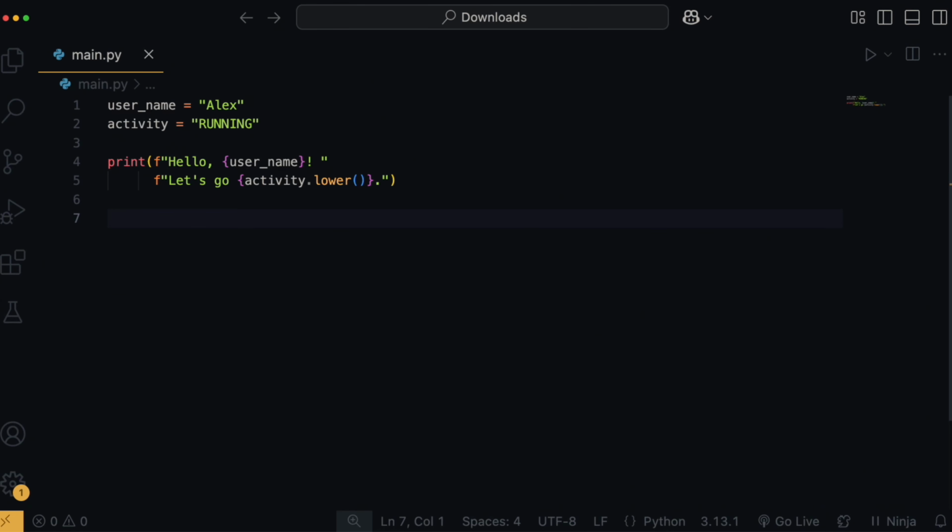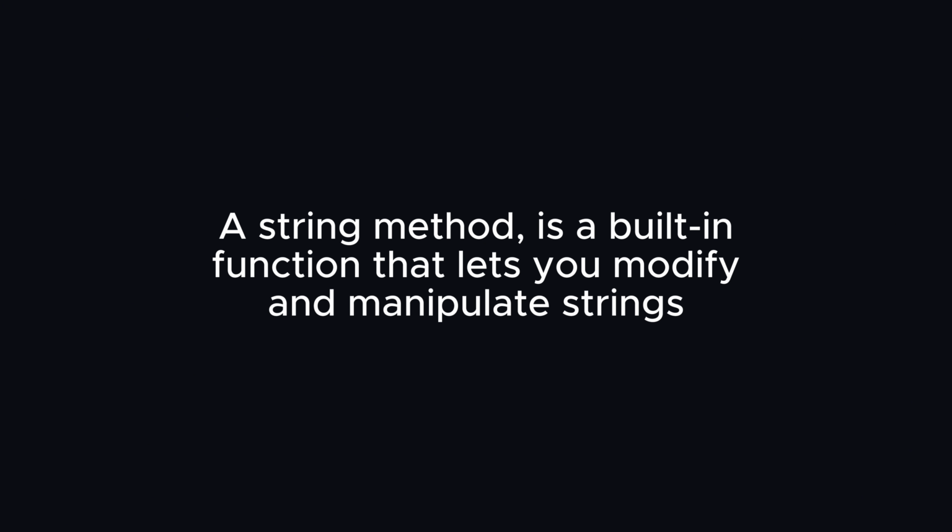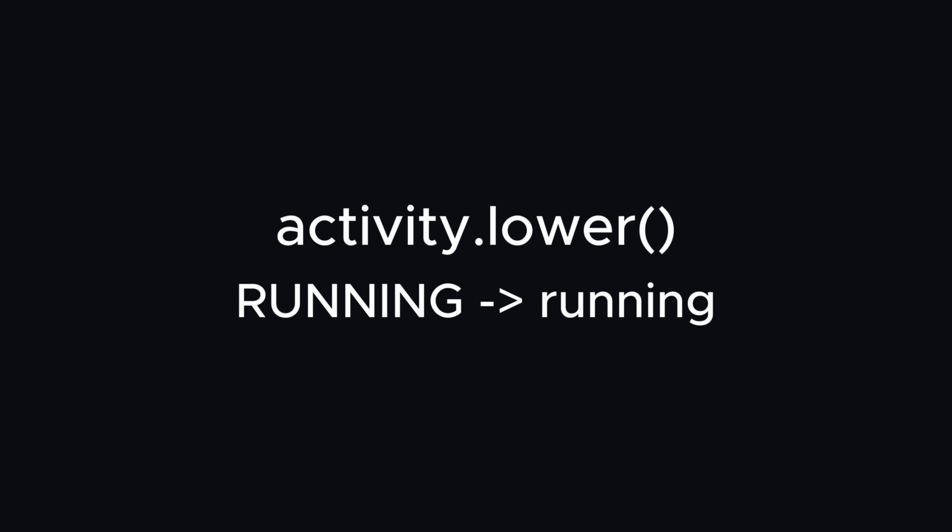In this case, the variable username gets replaced by the value Alex because that's what's stored in the variable, and then the variable activity gets replaced by the value running. But here's the twist. We have .lower attached to the variable. This is a string method, which is just a fancy way of saying it's a built-in function that lets us modify and manipulate strings. In this case, .lower takes whatever is stored in activity and turns it into lowercase.